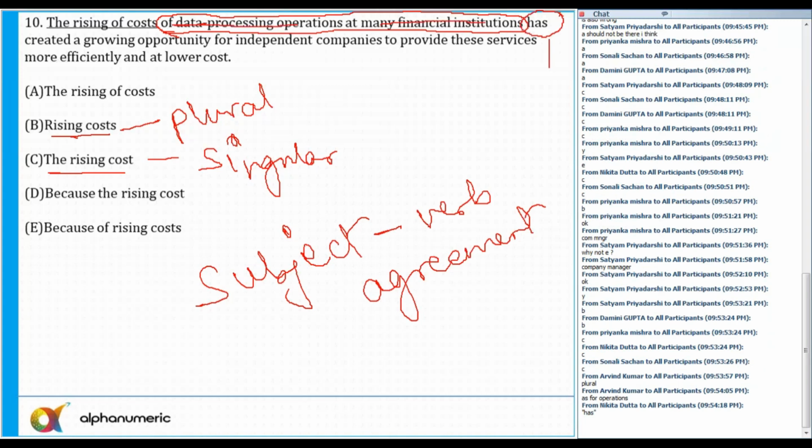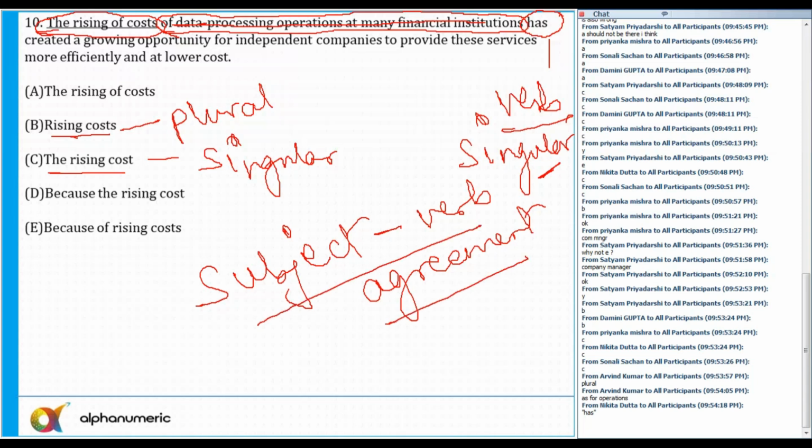Actually, you see the verb used over here. The verb is "has," which is singular. If the verb is singular and it is not underlined, it means this is right. That means your subject also has to be singular. You will have to use a singular subject here. Only then is there going to be subject-verb agreement. So the answer cannot be B. The answer is C. The rising cost.